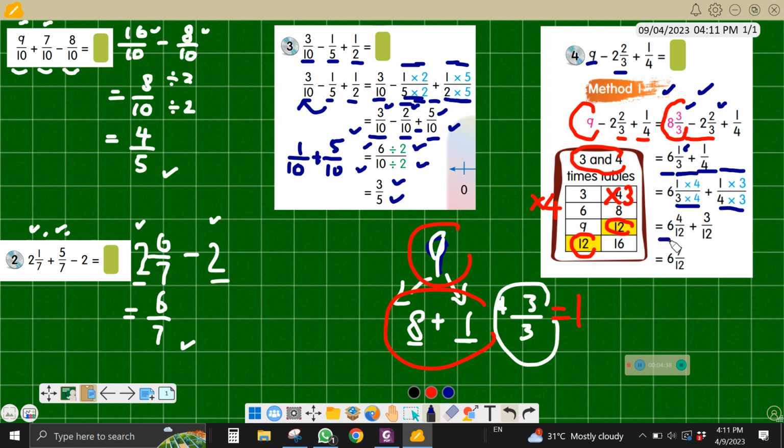So the 6 is still the same. 3 times 4, the bottom, 12. 1 times 4, 4. Next, 4 times 3, 12. 1 times 3, 3. So 6 plus nothing is 6. The top, 4 plus 3 is 7. The bottom is 12. So the final answer is 6, 7 over 12.